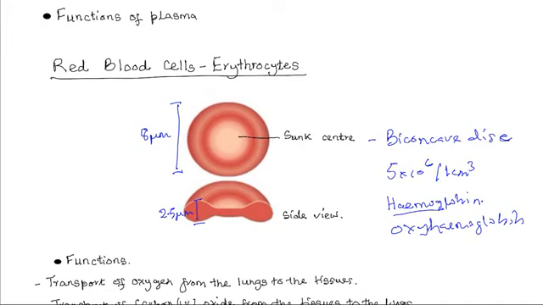Now, as I mentioned, the absence of the nucleus and other internal organelles provides space for more hemoglobin to be filled in, thus increasing the efficiency of oxygen transportation. Even though the absence of the nucleus greatly reduces the lifespan of the red blood cells, they have a very short lifespan of about 120 days. Another adaptive feature is the thin plasma membrane, which allows for rapid diffusion of gases.